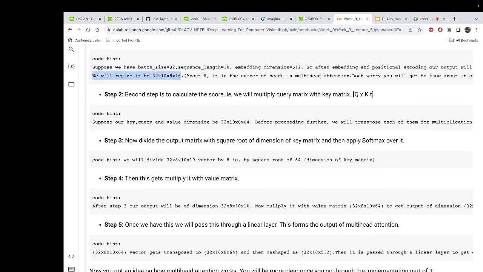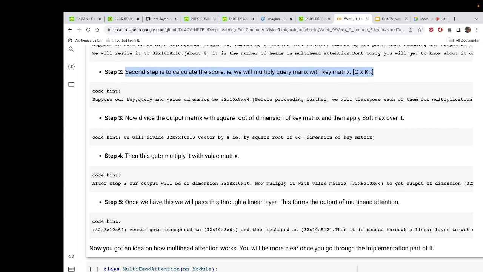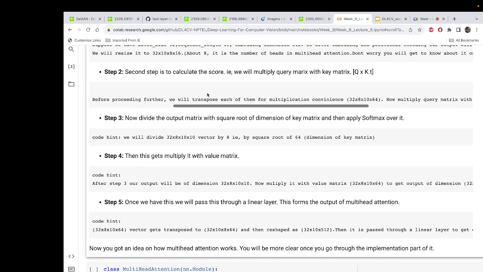Now the second step is to calculate the score, this Q into K transpose. This is the resulting value that we want. All our query, key and value vectors will be of dimension 64, that you can see here. And because we want to generate 8 such values because of multi-head attention, this 8 is coming here.